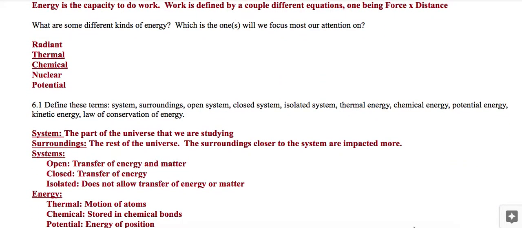We have different kinds of energy: potential, kinetic, nuclear, thermal, radiant, all different kinds of energy. The ones that we're going to focus on are thermal and chemical. Thermal is going to be the energy of atoms, the motion of atoms, and when they move around they have energy. And then the chemical is going to be what's stored in bonds.